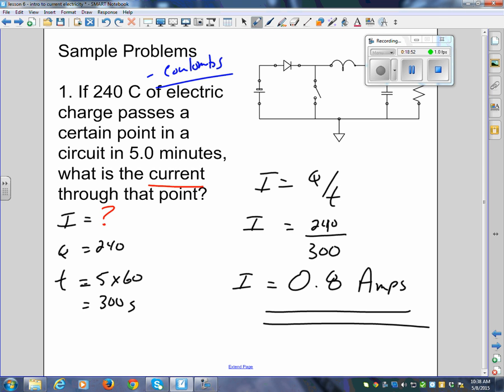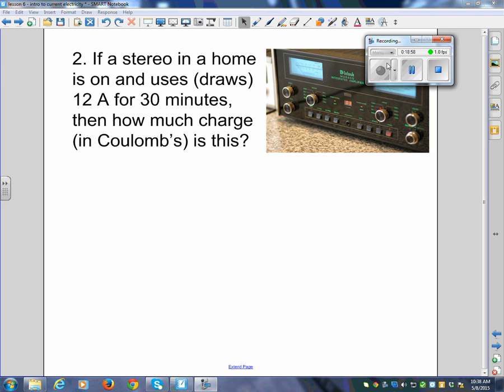Are you ready to try an example on your own? No. No? I should do this one for you? What's the answer? What's the answer? Okay, let's do number 2. Am I right, number 2? I don't know. I'm going to work it out.